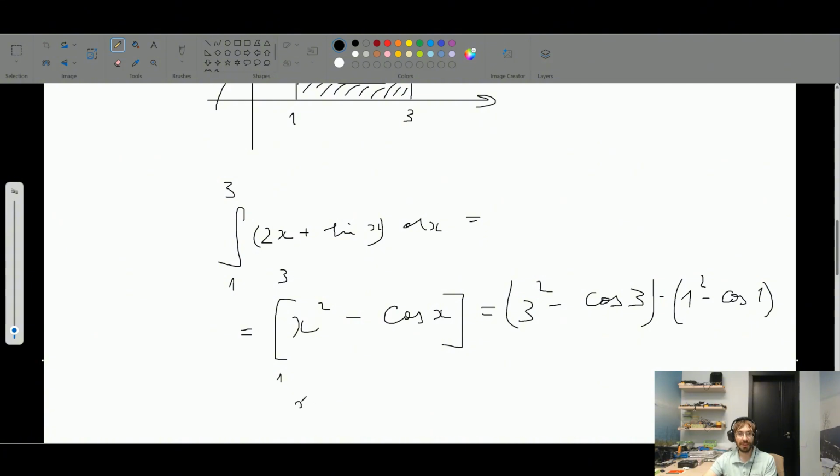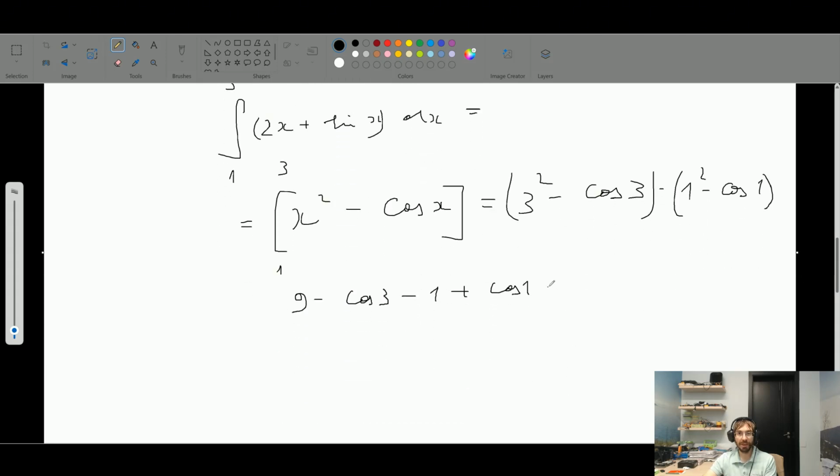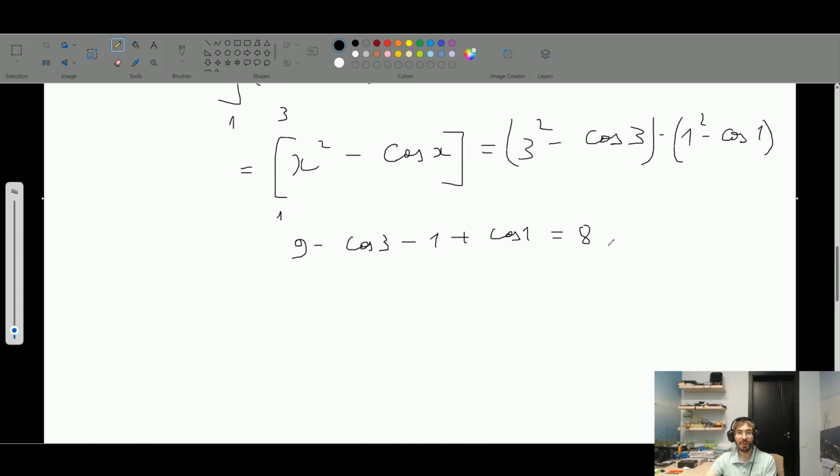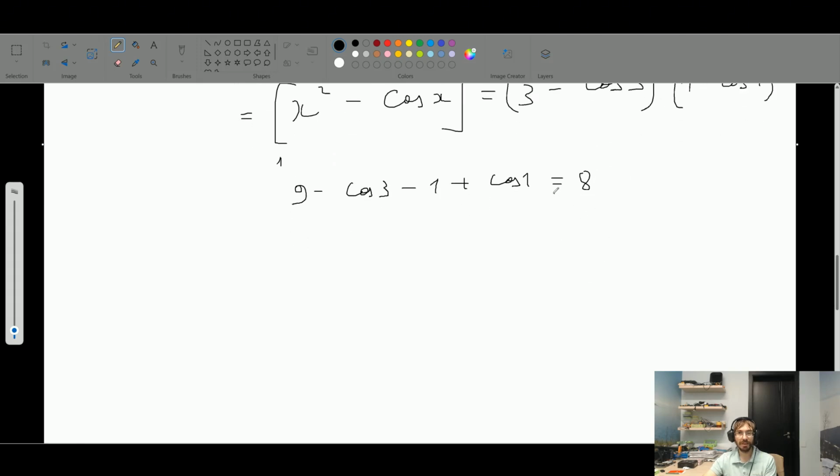3 squared is 9, so it's 9 minus cos 3, minus 1 plus cos of 1 radian. 9 minus 1 will be 8. And then, since these are cosines of two different angles, we'll have to calculate them by calculator. For now, I can write plus cosine 1 minus cosine 3.